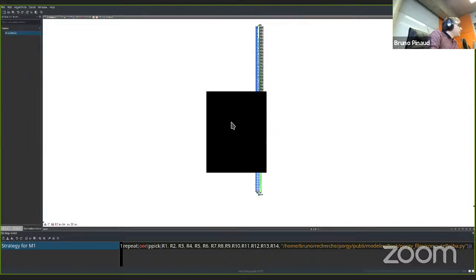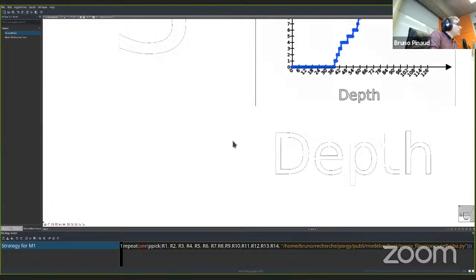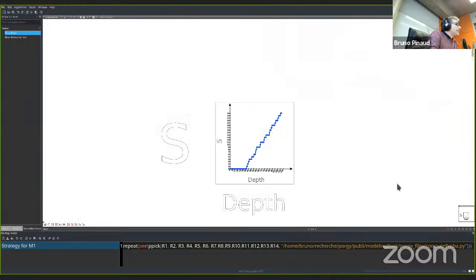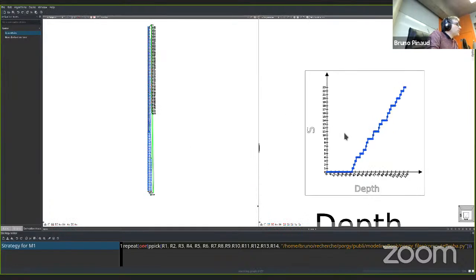Create new. So I want to see a scatter plot and count the number of S nodes. Okay, I want to see this in a scatter plot. And now I have my scatter plot. What is interesting here is to see both visualizations all together.